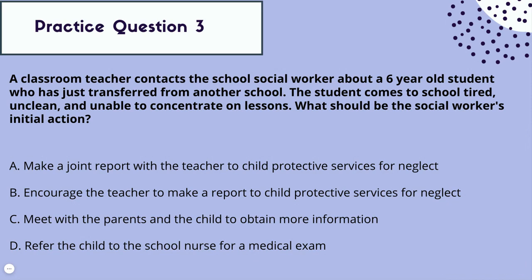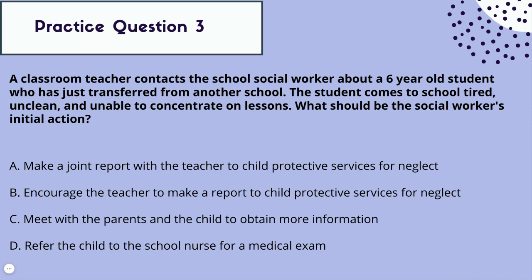So here is a question where we're going to have to determine, do we have enough information to make a report here? What we know is that the student comes to school tired, unclean, and unable to concentrate on lessons. Let's start to eliminate some answer choices. Given the information we have here, there is not enough information to make a report to Child Protective Services. There could be a variety of different issues why the student is coming to school tired, unclean, and unable to concentrate. We don't have enough information to report at this time.